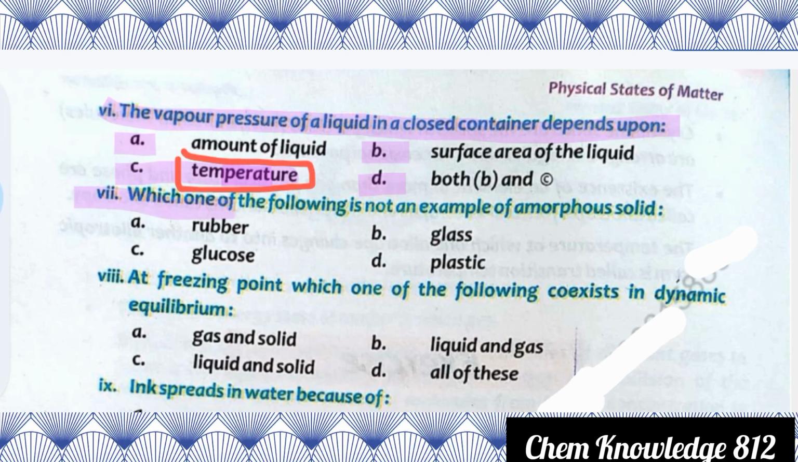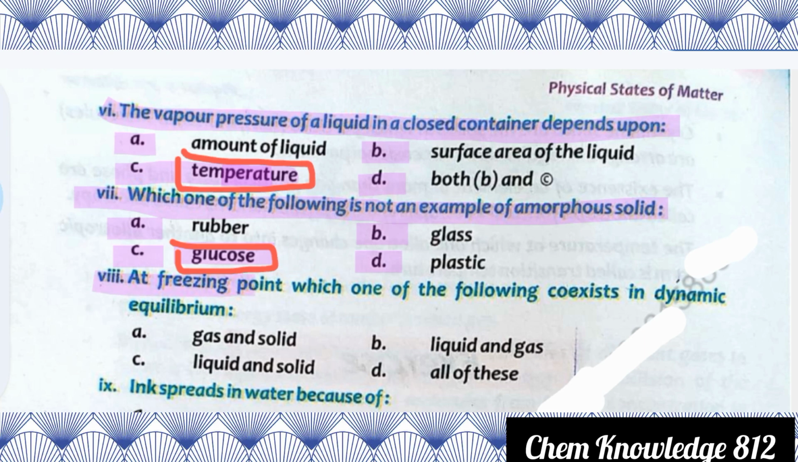Number 7. Which one of the following is not an example of amorphous solid? A, rubber, B, glass, C, glucose, D, plastic. So, option C, glucose, is the correct answer, because glucose is not an amorphous solid.